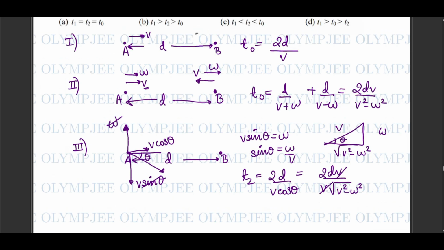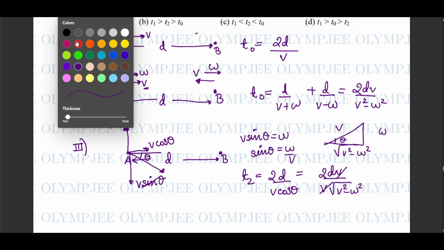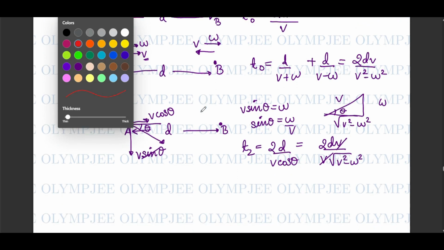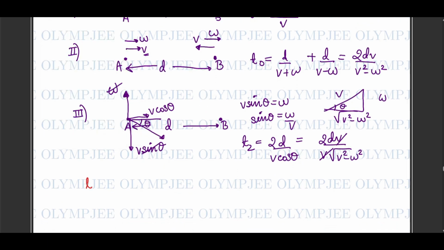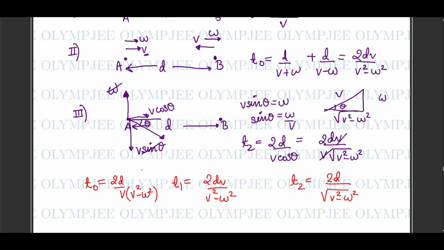So we have got T naught, T1 and T2, and now we need to compare the three. So T naught is 2d by V, T1 is 2dV by V square minus W square, and T2 is equal to 2d by the square root of V square minus W square. But to compare fractions, either the numerator should be equal or the denominator should be equal. So I am making the denominator equal by taking LCM.